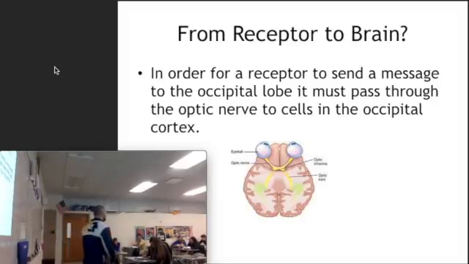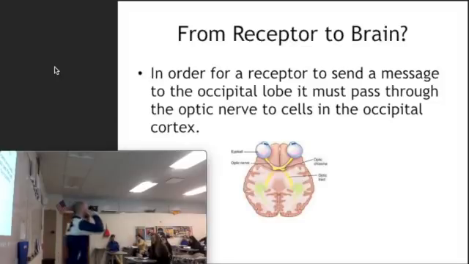Okay, so let's talk about now, when we look at how we go from retina to perception, from retina to our brain to perceive information.